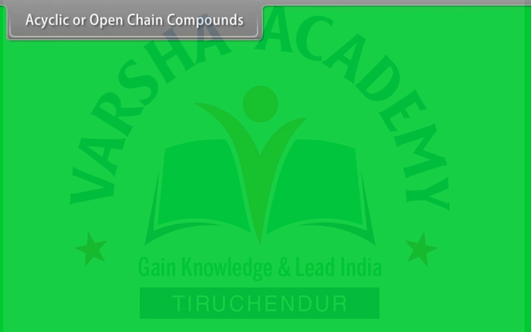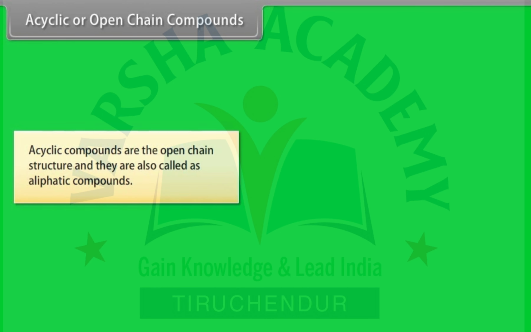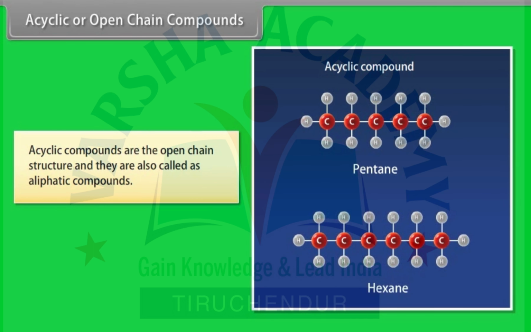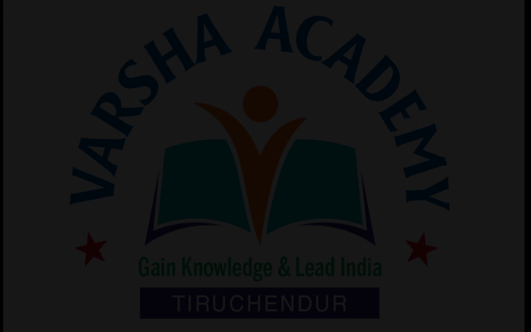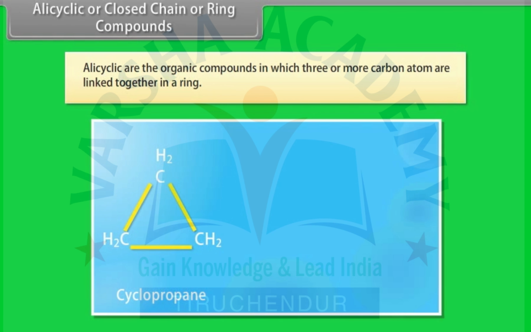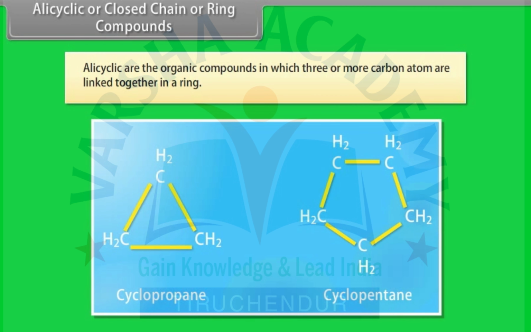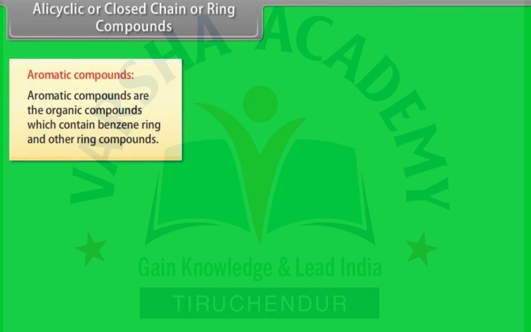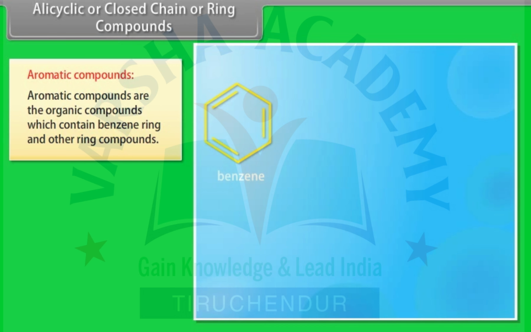Acyclic or open-chain compounds. Acyclic compounds are the open-chain structures, and they are also called aliphatic compounds. Alicyclic or closed-chain or ring compounds. Alicyclic compounds are the organic compounds in which three or more carbon atoms are linked together in a ring. Aromatic compounds. Aromatic compounds are the organic compounds which contain a benzene ring and other ring compounds.